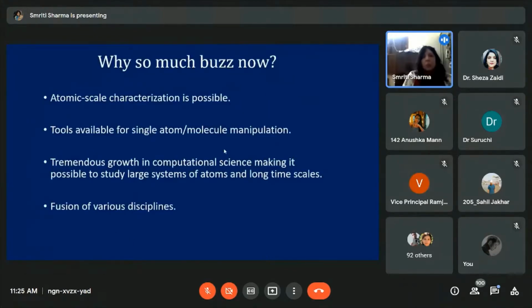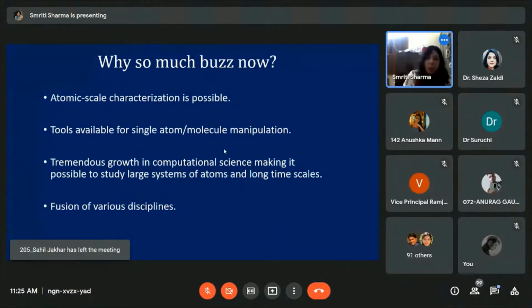So, the question is, why so much buzz now? Your teachers would tell you that nanotechnology has always been there. There was a chapter in NCERT on colloidal science. Colloidal science was there 50 years back also, 100 years back also. All the theoretical principles of nanotechnology come from colloidal science only. So, why so much buzz now?